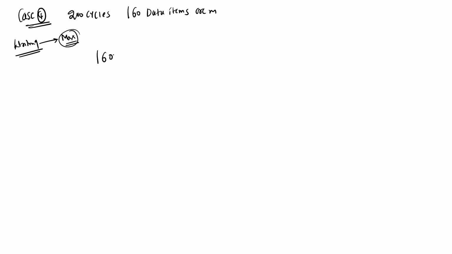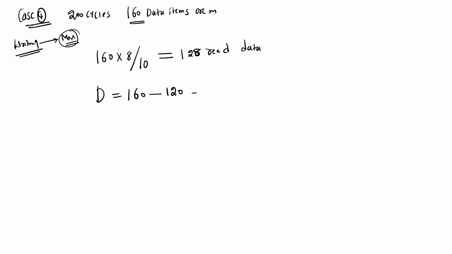So 160 into 8 divided by 10. Okay, so you will get 128 read data. That is the formula I am applying. Okay, so total FIFO depth is how much? Let us consider 160. 160 minus 128, you get 32 data items.